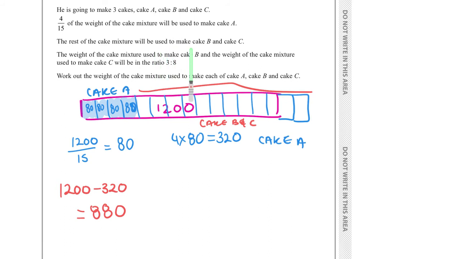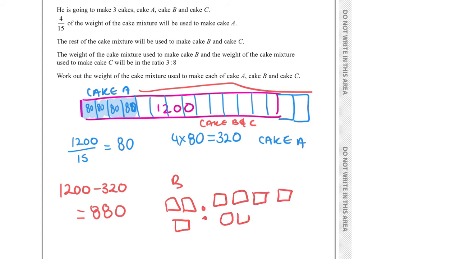The rest of the cake mixture will be used to make B and C, but we don't know if it's half each or not. We've got to keep reading. The weight of the cake mixture used to make cake B and the mixture used to make cake C will be in the ratio 3:8. So if it's in the ratio 3:8, 3 parts is for B, and how many is for C?